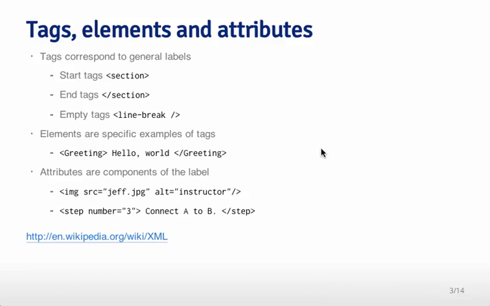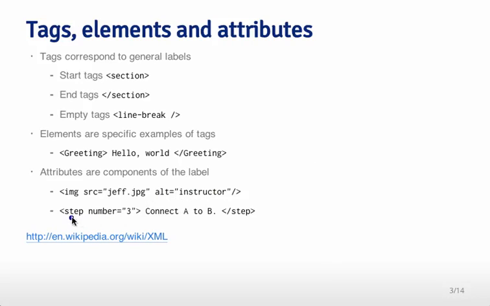Elements are specific examples of tags. For example, one element of the XML markup could be the tag greeting, with the end tag greeting on the right-hand side, and in between, the content, hello world. Attributes are components of the label, so you can add components to these tags. For example, you might have an image tag with an attribute that's the source, where the image is coming from, and then an alternate phrase for that tag, which could be instructor, for example.